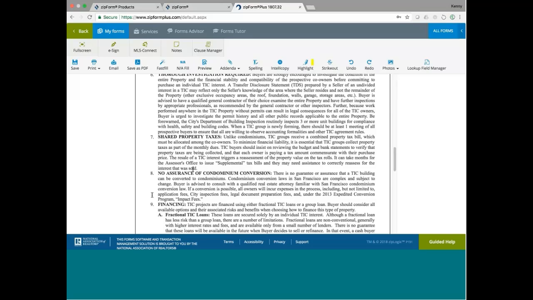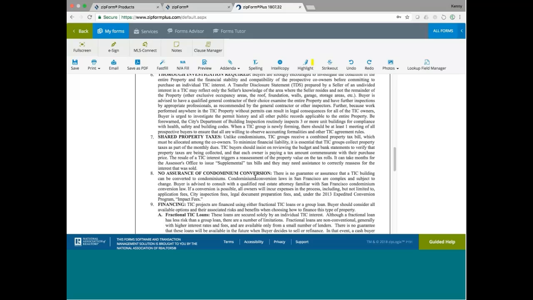Now, number 8 says no assurance of condominium conversion. It's very common in the Bay Area for TIC owners to apply for condo conversion to get out of the TIC situation. Now, what kind of people will buy TIC interest? The people who are less well-to-do financially will go for TIC interest because they don't have the ability to buy the entire building, so they buy TIC interest. Or sometimes it could be a single person, or maybe his buddies all live in the same building, and he just wants to be part of the TIC.